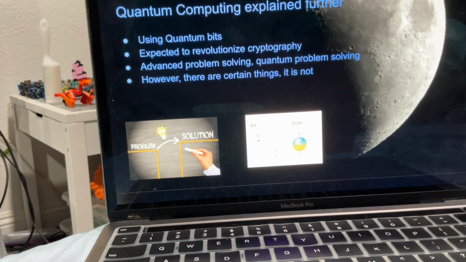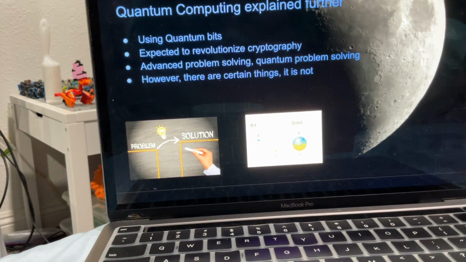But the main thing it is expected to be used for is cryptography. Right now, encryption is pretty advanced, and breaking the best encryption in the world would take supercomputers years, and that's a very long time. However, with quantum computers, they can theoretically solve it within hours, perhaps even minutes if they get more advanced, which they might.